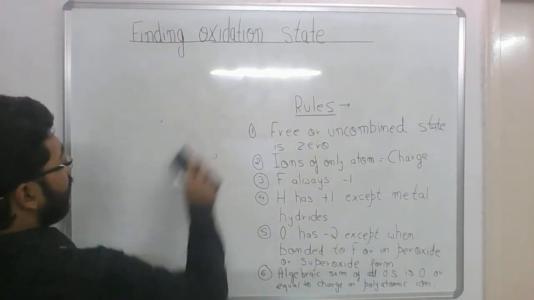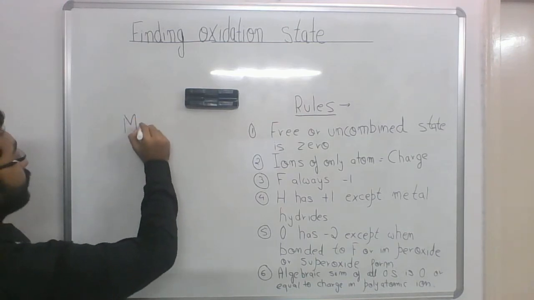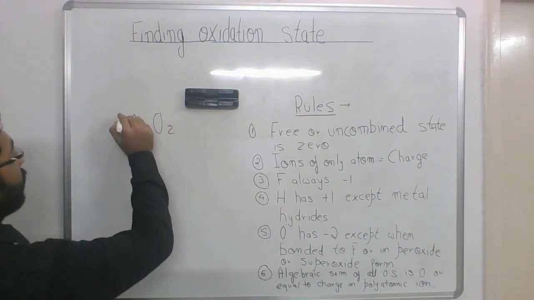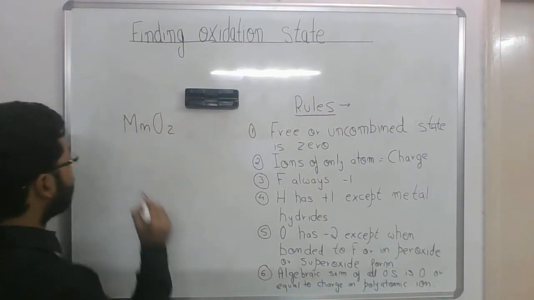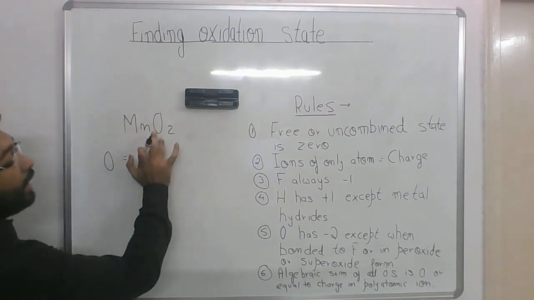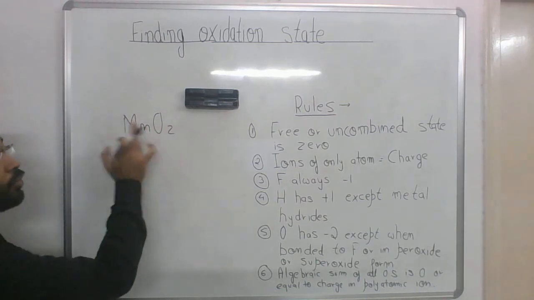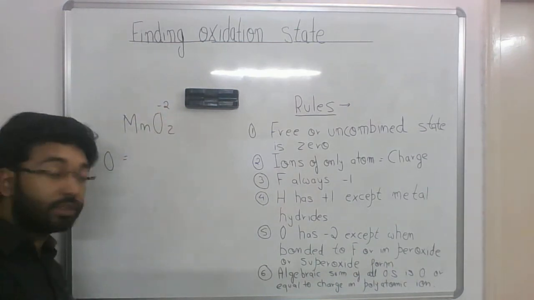Now let's go for the last example, which is MnO2, manganese dioxide. Since it is a neutral molecule, the sum of all oxidation states will be equal to 0. Since again oxygen is neither bonded to fluorine nor a superoxide nor a peroxide, it has an oxidation state of minus 2.